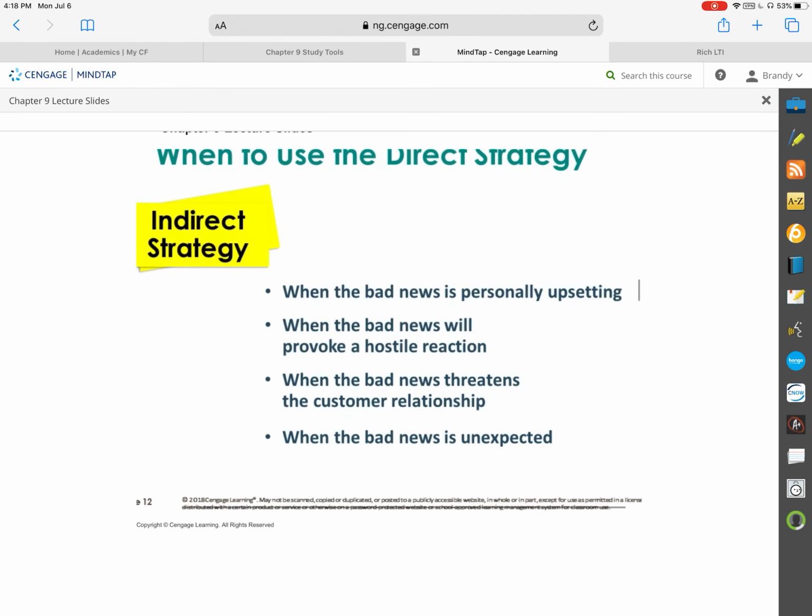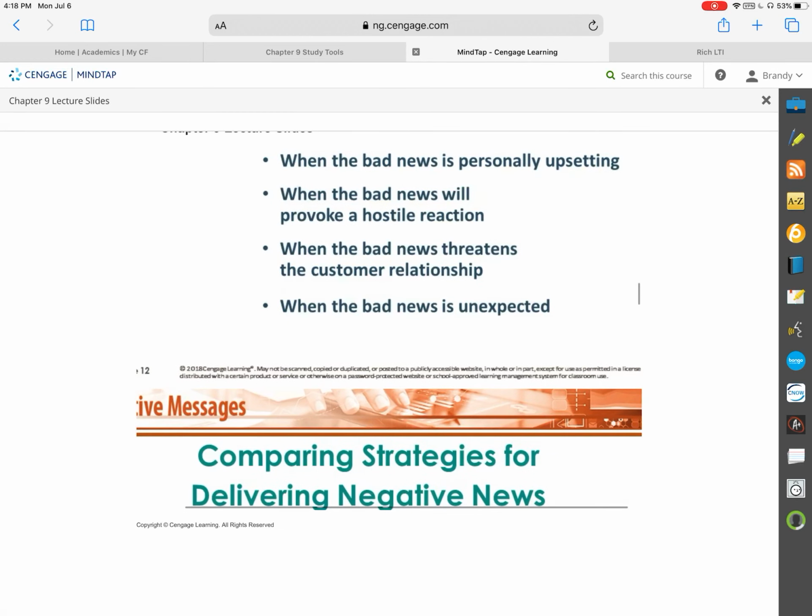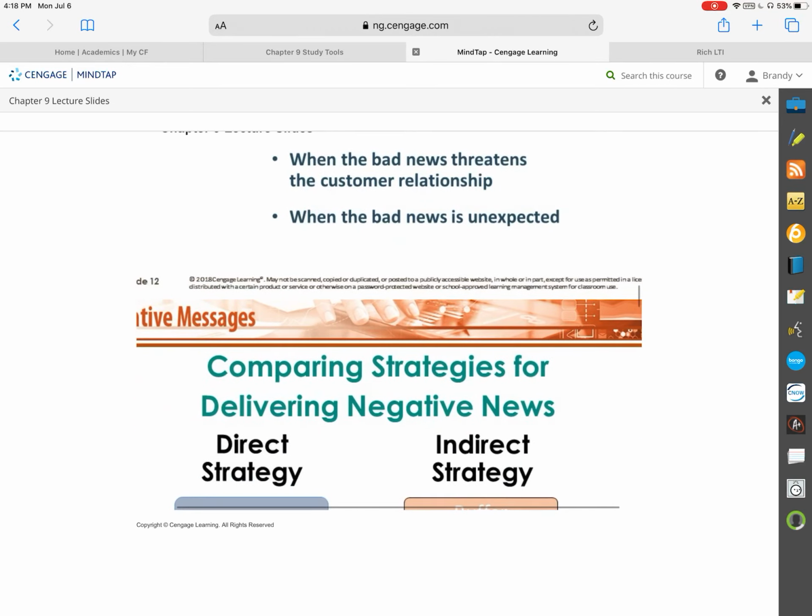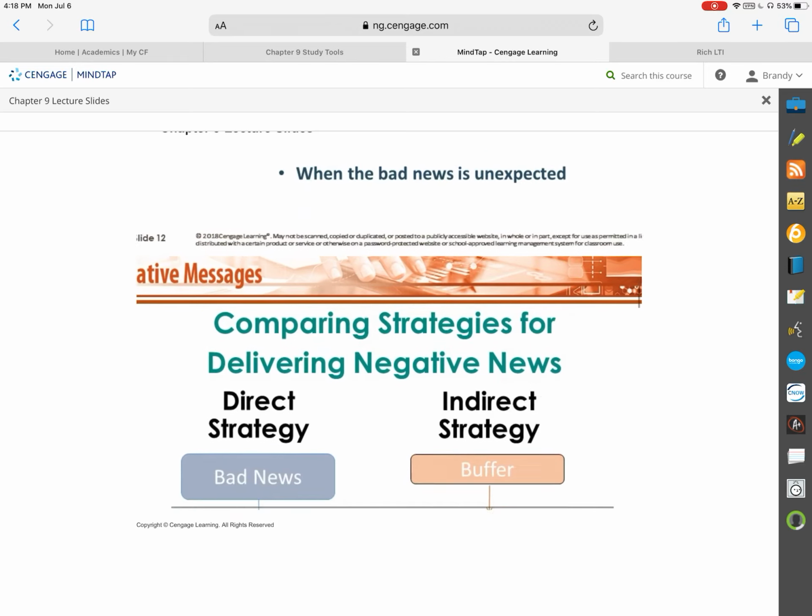We'd want to use indirect strategy, of course, when the bad news is very personally upsetting. In the case of maybe letting someone go or having to take money out of their salary, we'd want to do this with indirect strategy. We'd also want to do it in person. We'd use it when we know the bad news will provoke a very hostile reaction, or if it threatens a relationship, a worker to worker relationship or a customer to company relationship, that we want to keep intact. We'd also use indirect if it's unexpected, coming out of nowhere.